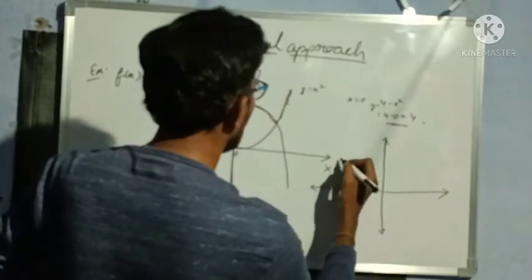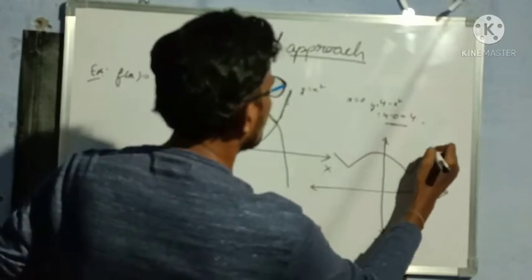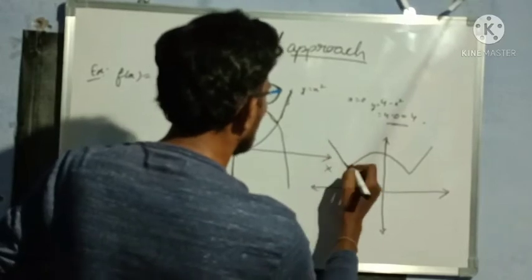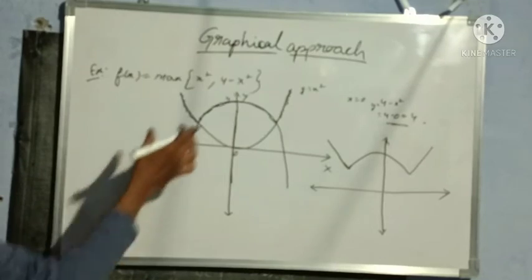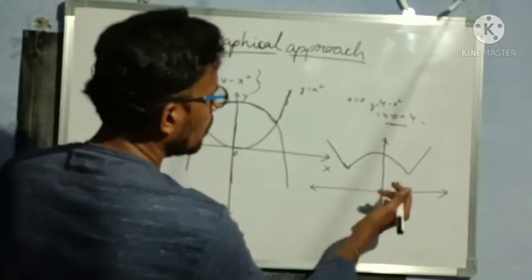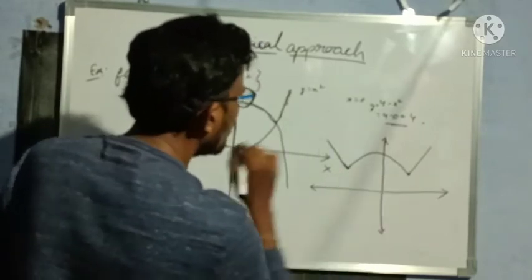So our graph will change like this. This is our graph of maximum of x square, 4 minus x square. Is this graph differentiable? Is this curve differentiable? No, because we are seeing two sharp corners here.